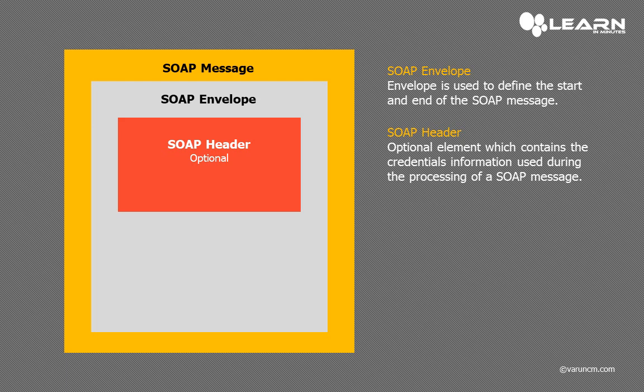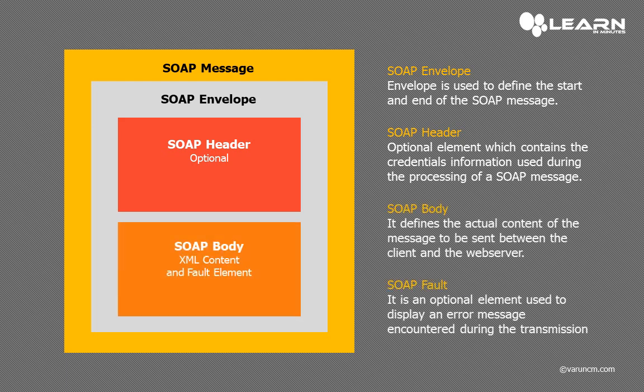But if you are adding some credential information regarding the message that you are passing, you could add that in the header. Number 3 is the SOAP body, which defines the actual content of the message that needs to be exchanged between the client and the server. And the fourth element of the SOAP message is the SOAP fault. The SOAP fault is also an optional element, but it could be used to display any error message that could happen during the transmission. So these are the important elements that are available in the SOAP message.